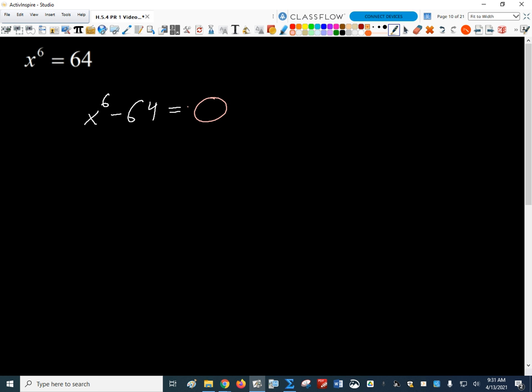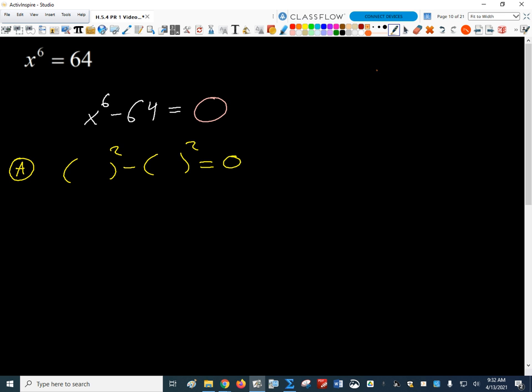So could I write this? And there's two options here. We're going to see which one is better, okay? So how about option A? Could we write this as a difference of squares? Could I write x to the 6th minus 64 as something squared minus something squared? x to the 6th is what squared? Yeah, x cubed, right?